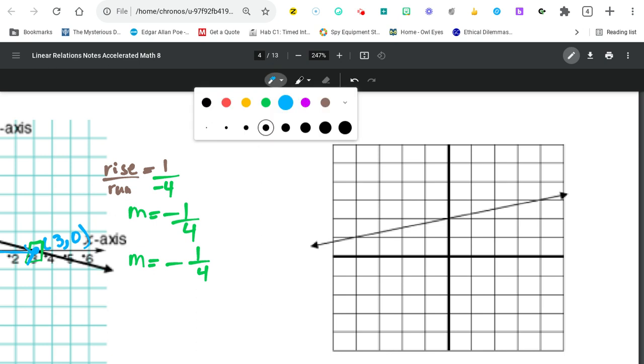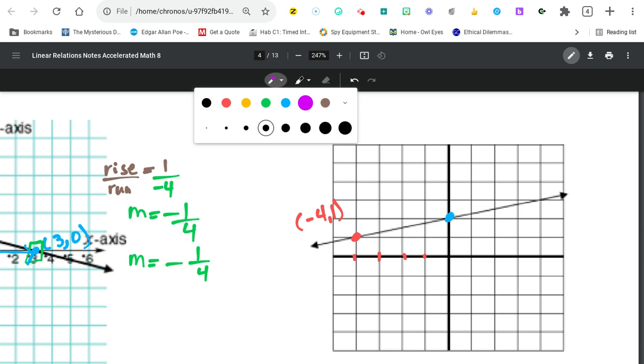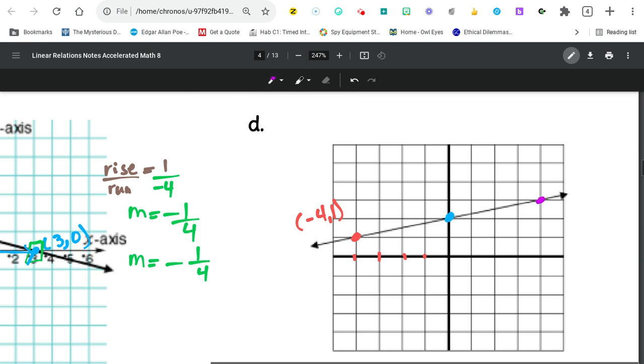All right, this is what you should have gotten. I can read this point. That's negative 1, negative 2, negative 3, negative 4, and up 1. So that's the point negative 4, 1. You don't have to write them, but you just got to be able to read them. And I can also read this point. Now, some of you may have chosen something different. Some of you may have used this one right here, okay? Because you can also read that. But I'm going to use the red and the blue.